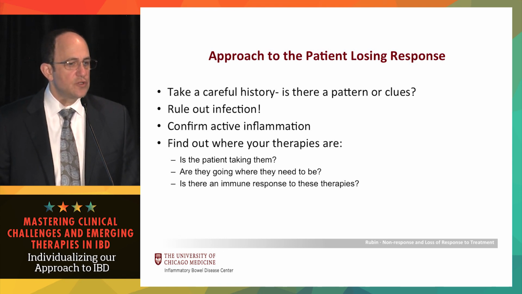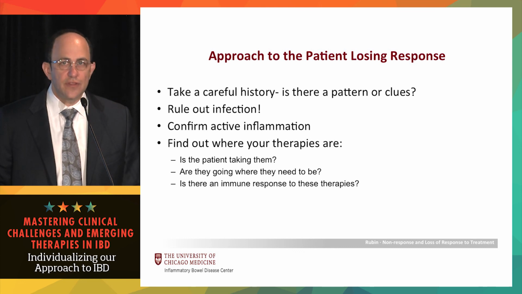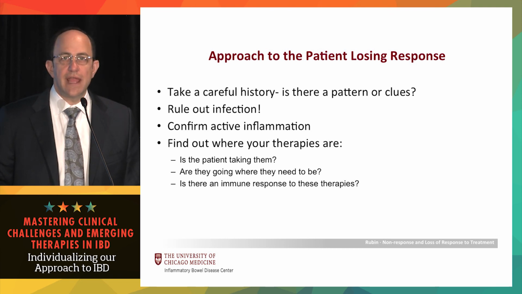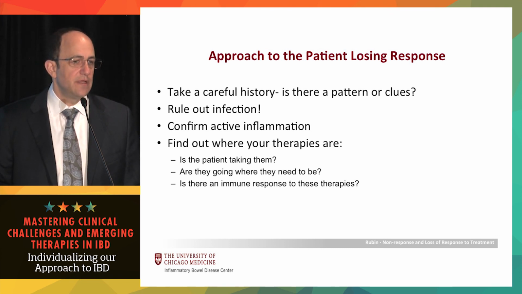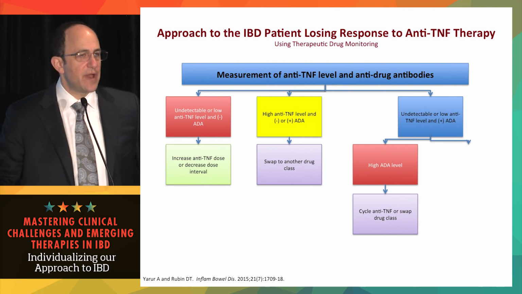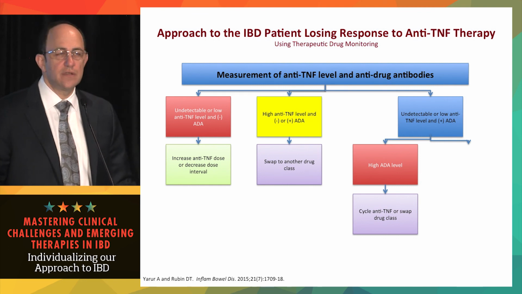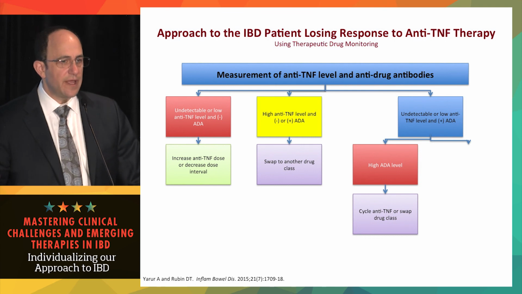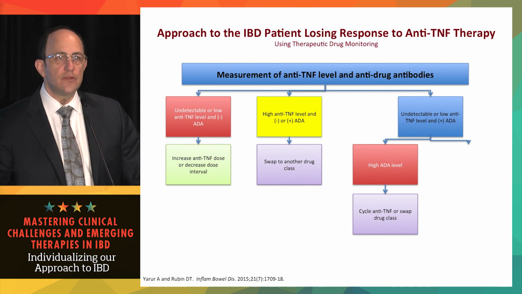And then find out where your drug went. Is the patient taking their therapy? Is the drug getting where they need to be and at the dose you need? And have they developed an antibody response to the therapy? So the approach to this, and this is going to be in your slides, of course, for you to all look at, is to have an algorithm where after you've ruled out infection, after you've confirmed active inflammation, in a patient who's lost response to anti-TNF, but frankly, this is going to be something we can apply to our other antibodies, figure out what's going on with your drug.